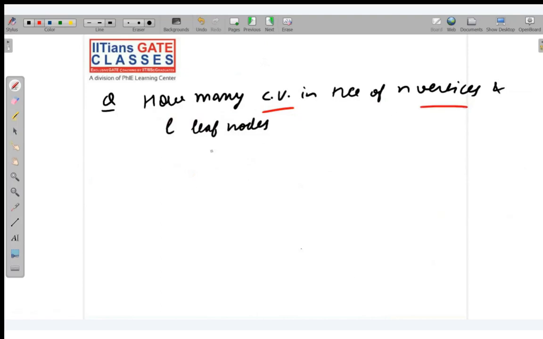How many cut vertices in a tree of n vertices and l leaf nodes? So n minus l.